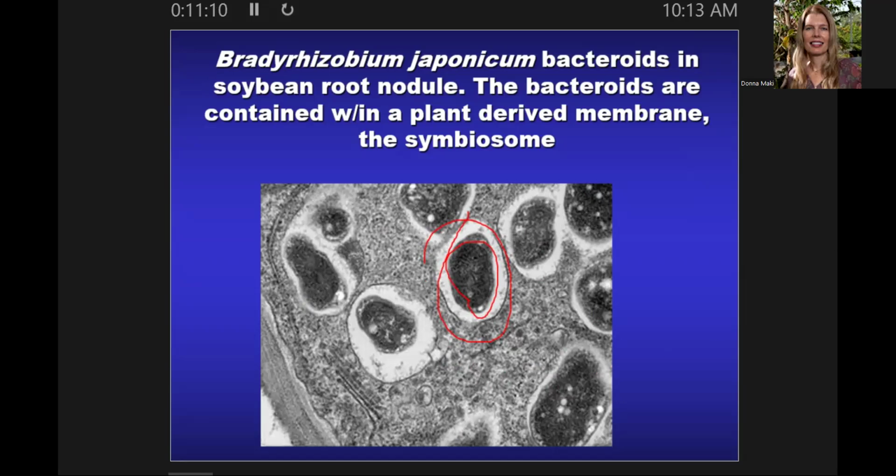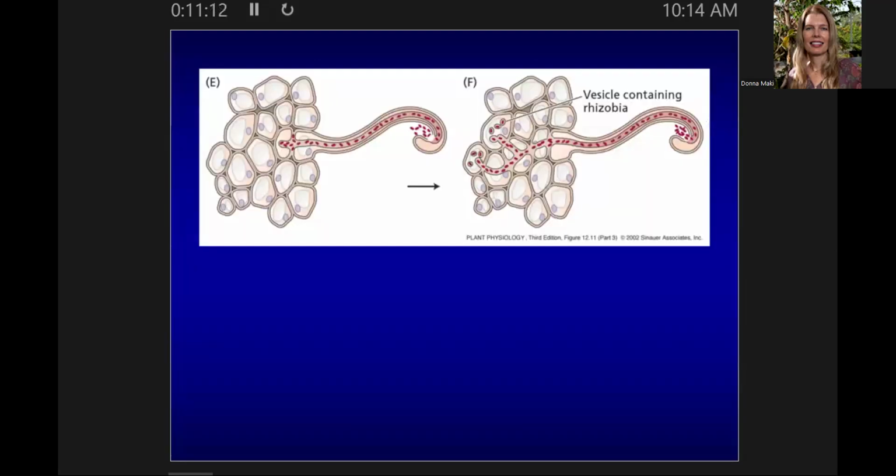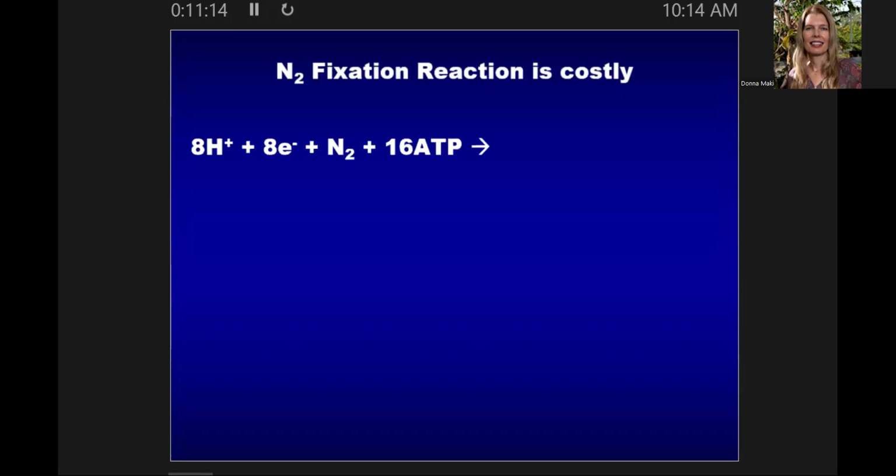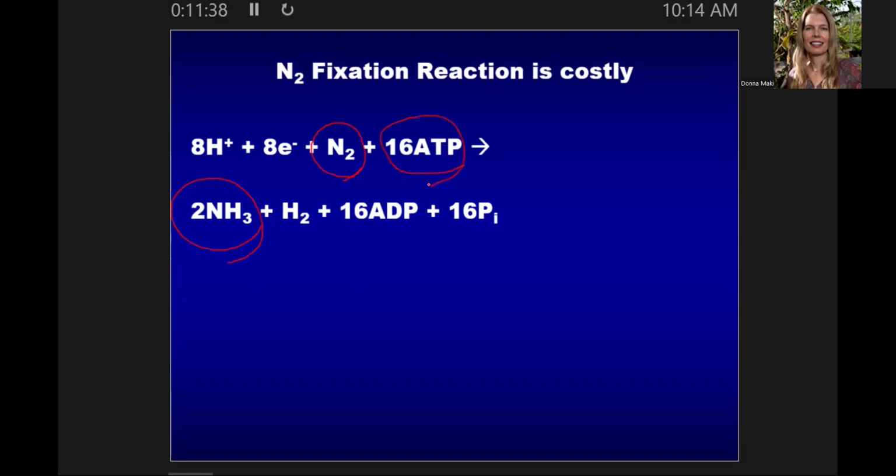But it's all good. It's a good thing because you're going to get that nitrogen fixation cooking along once they get established in the nodule. The downside of that is that it's expensive. It takes 16 ATP just to fix one dinitrogen. And so I would like you to know the general idea here. In order to take dinitrogen and break it down to get ammonia, you do have to expend 16 ATP.